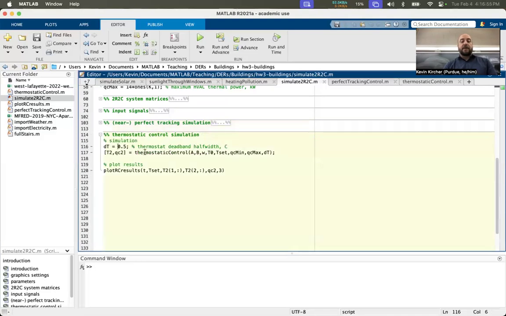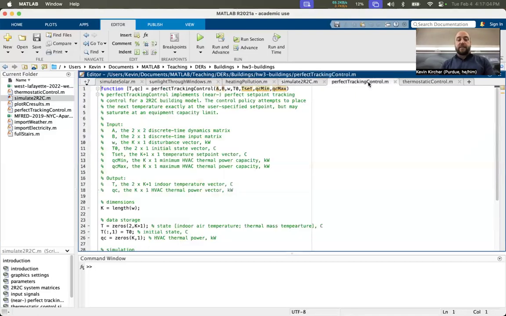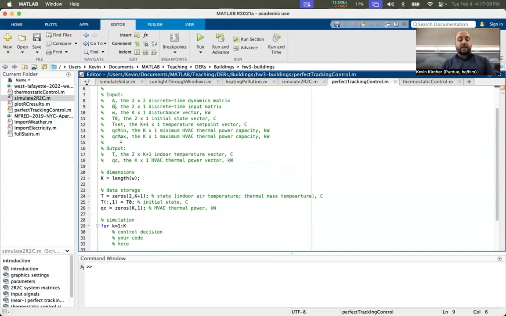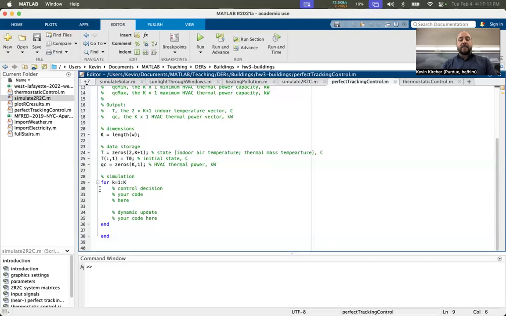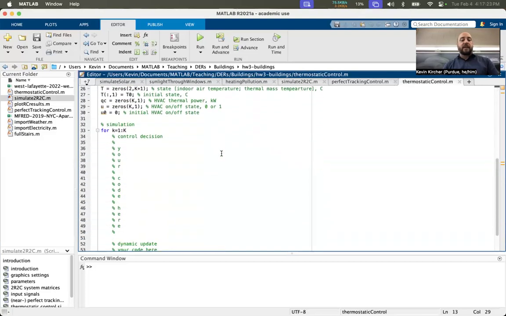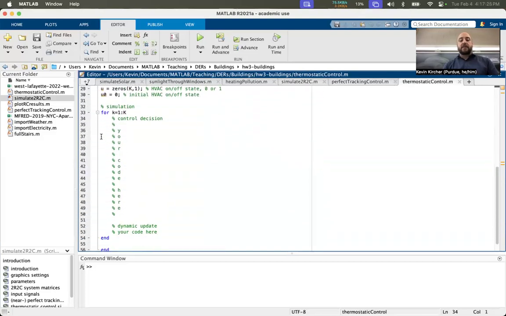And then you'll do the same thing: you'll create a function for implementing thermostatic control, so doing these on-off decisions. You can dig into these functions. They are fairly well commented. They talk about all the inputs and outputs, the dimensions that they should be, and so on. The length of the placeholder I've put in for your code should reflect how many lines of code you need to do this. Your perfect tracking should be fairly few lines of code. Thermostatic control will take a little bit more logic, but probably no more than 10 or 20 lines of code.